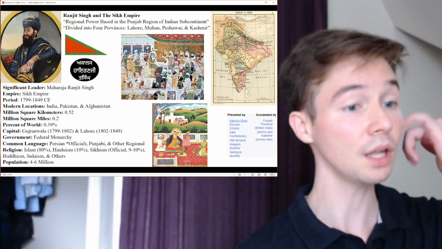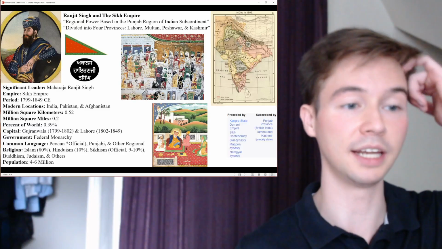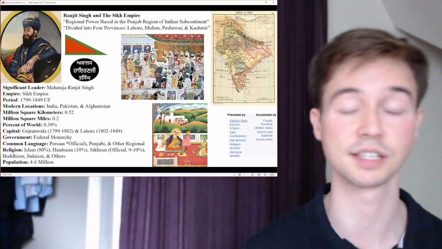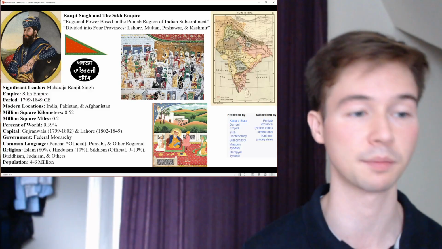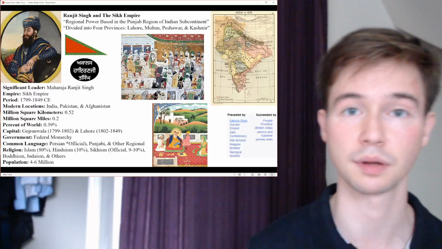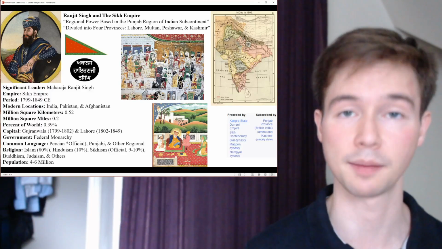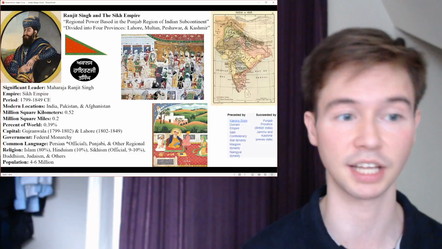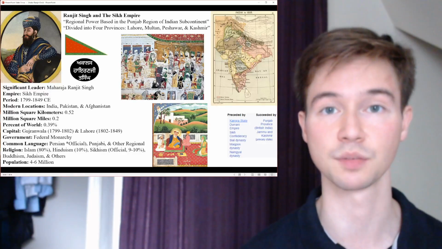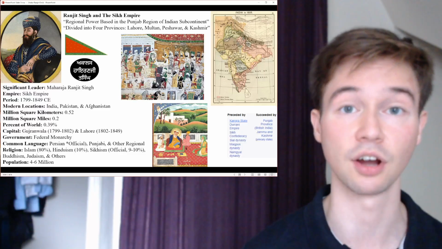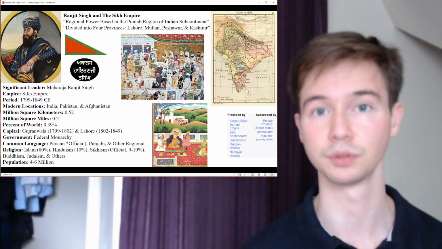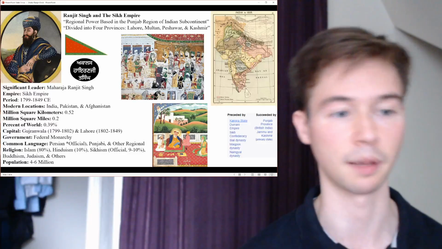Religion was predominantly Islam, 80%. Hinduism was 10%. Sikhism, which was the official religion, was 9 to 10%. Buddhism, Judaism, and others were about 1%. So perhaps the religious tolerance of Ranjit Singh was necessary because Sikhism was not the majority religion. If he did not attempt to appease Islam, for example, maybe they might have even overthrown the Sikh Empire.